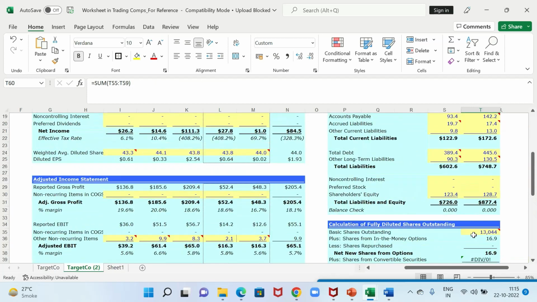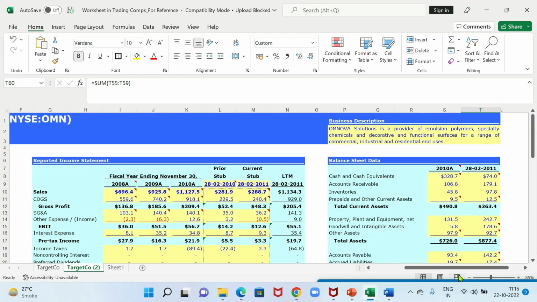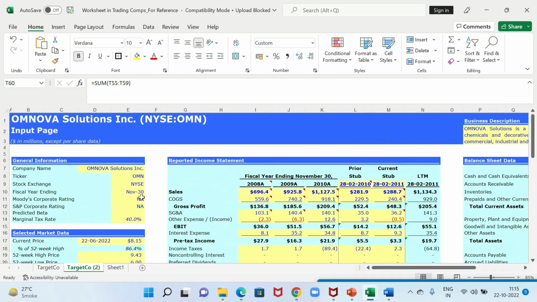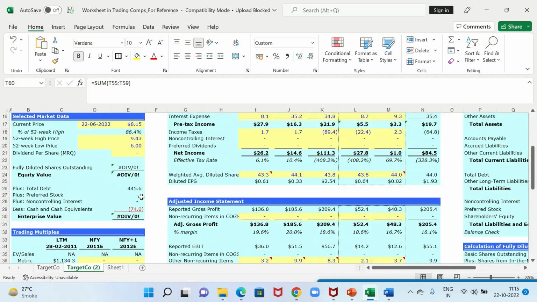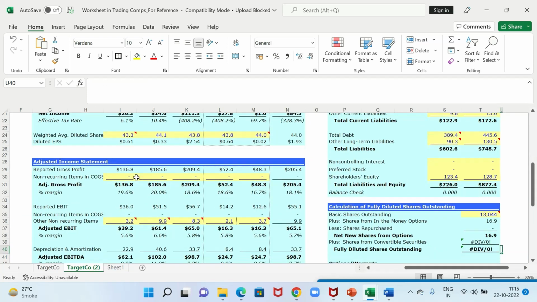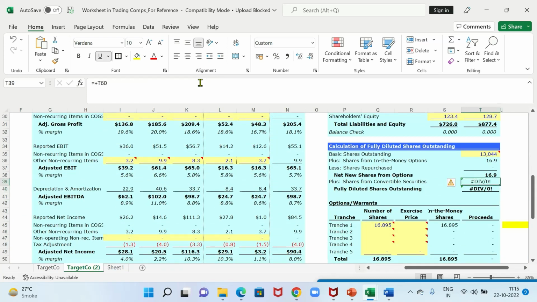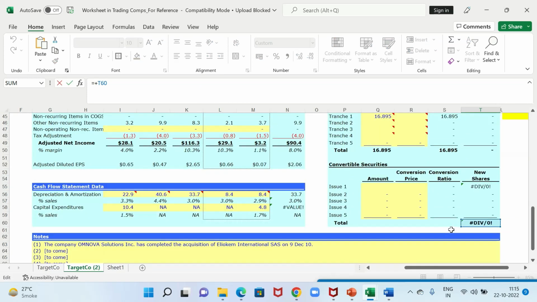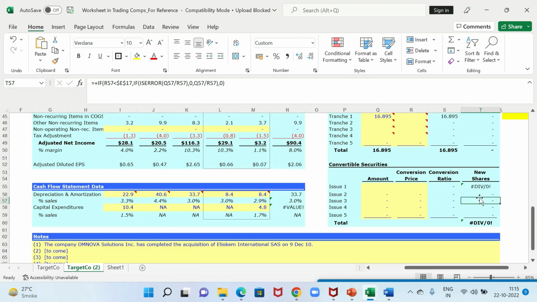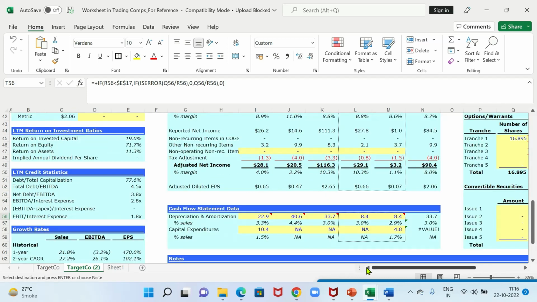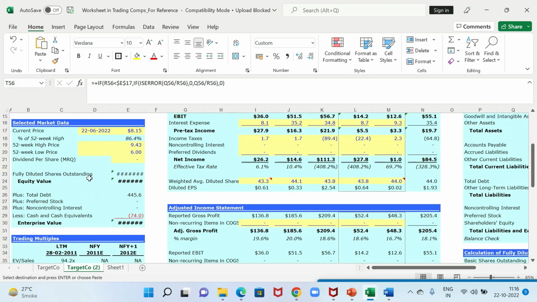Now comes updating for my EV. So this will give me equity value. So this is a name. Actually, I went and changed that formula. Right? I will get the market cap.